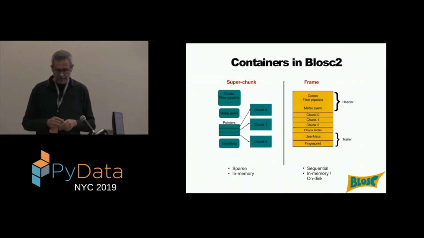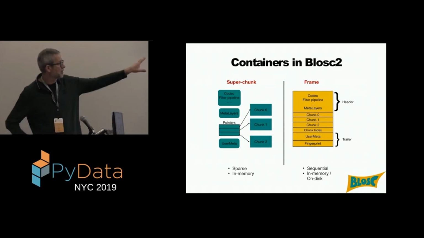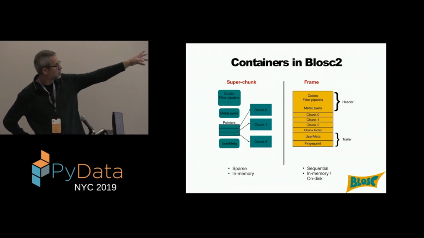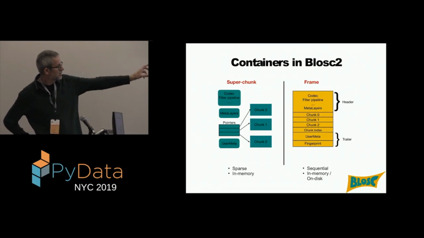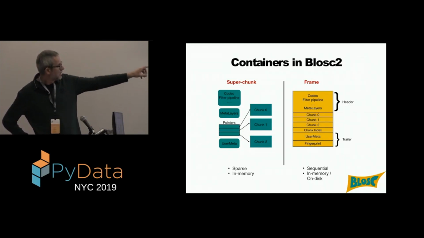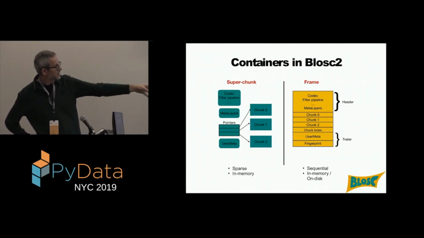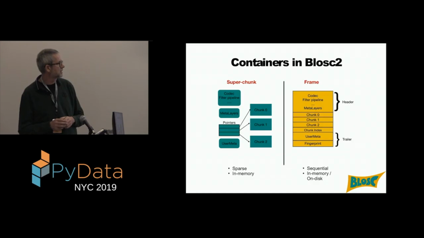Another nice thing about containers in Blosc2 is that we provide different containers. One is called superchunk, and the other is called the frame. The superchunk is mainly sparse, and it is designed to store compressed data in memory. The frame is stored sequentially, and it is designed to store data either in memory or on disk. So depending on your needs, you may want to use one or the other. Okay? So we have flexibility in that sense.